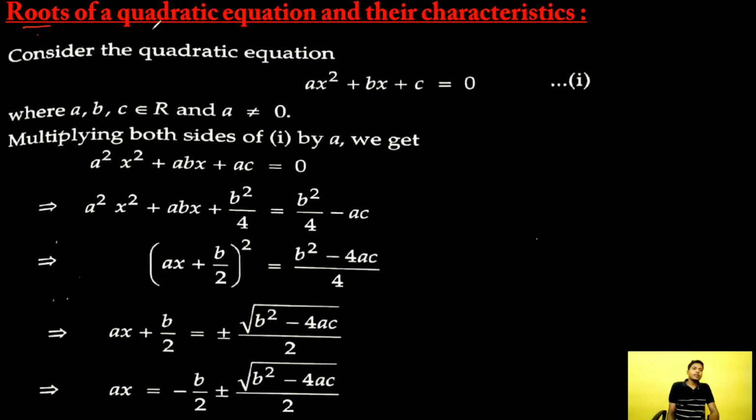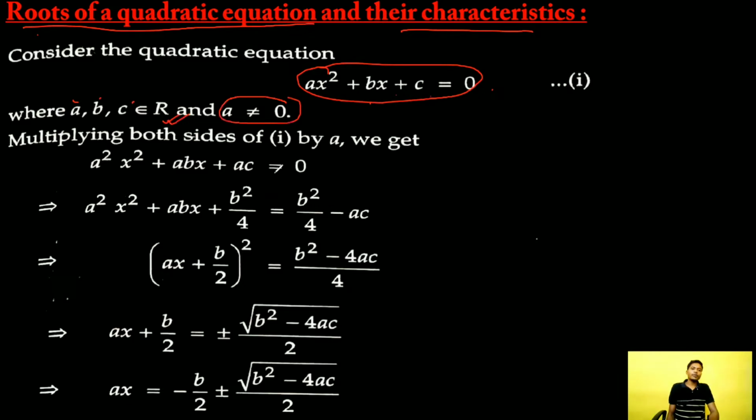These are the roots of the quadratic equation and their characteristics. This is our general expression of quadratic equation: ax square plus bx plus c is equal to 0, where a, b, c belong to the real number set and a is not equal to 0. If we multiply both sides of the equality by a, then a square x square plus abx plus ac is equal to 0. If we add b square by 4 to both sides of the equality, then the left hand side will become a perfect square.